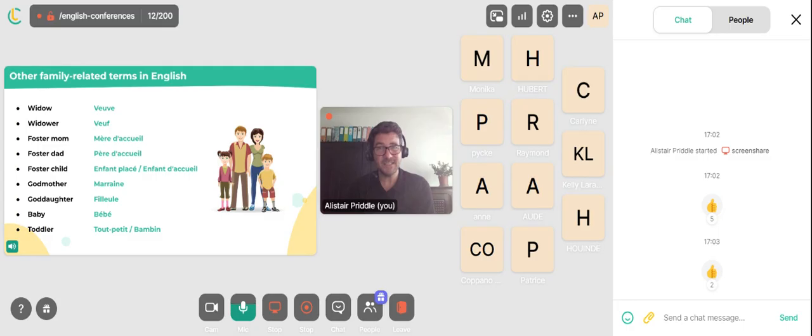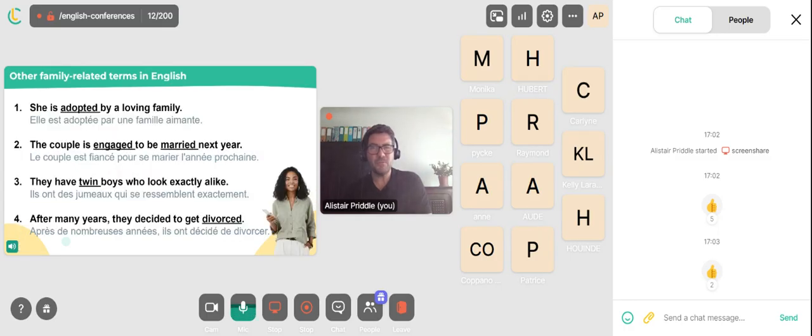Okay, once again, let's listen to these vocabulary words. Here we go. Widow, widower, foster mum, foster dad, foster child, godmother, goddaughter, baby, toddler. Okay, very good. Let's have a look at some more vocabulary.